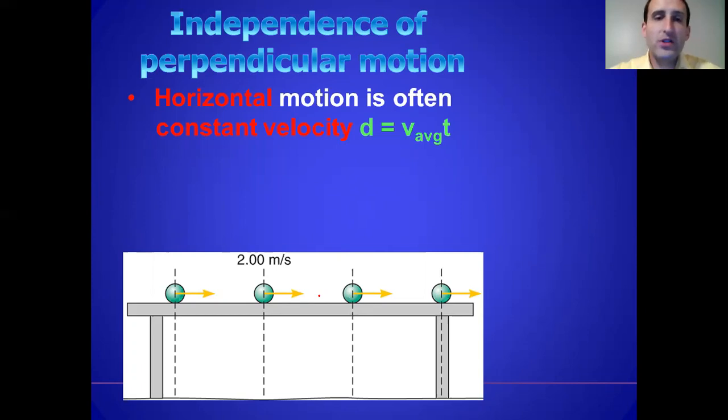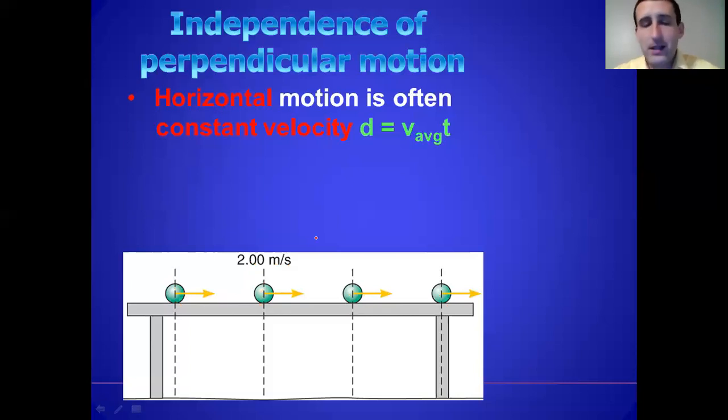So first, let's talk about these 2 types of motion. We've got the horizontal motion. And again, we're often going to be dealing with horizontal motion that has a constant velocity, right? Here we got a ball rolling along the table. And you see the yellow arrow represents the ball's velocity. And you can see the spacing of the balls over time is exactly the same. It's traveling 2 meters per second. And there's nothing speeding up or slowing down the ball.